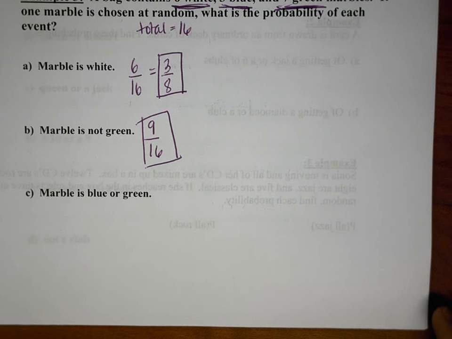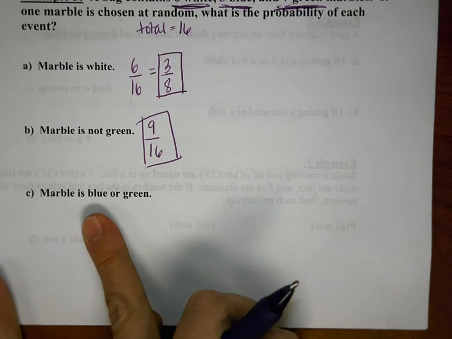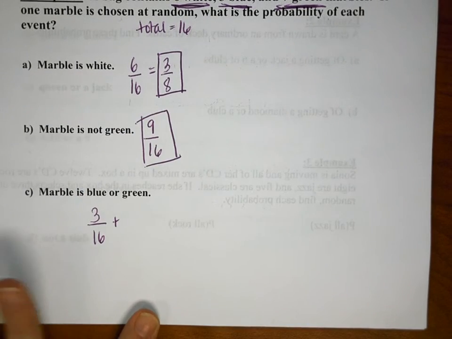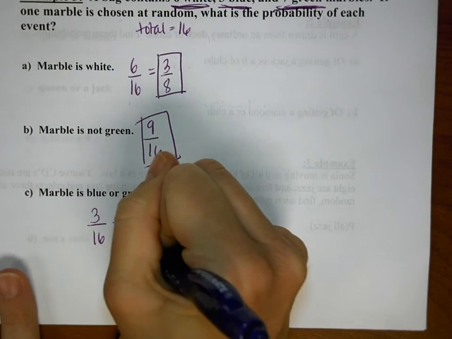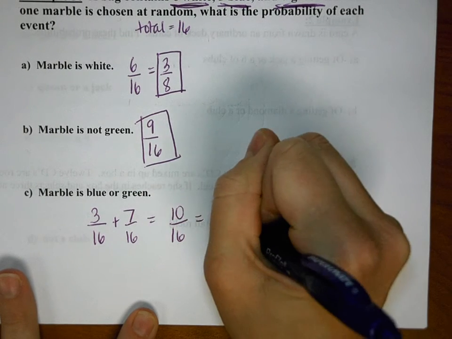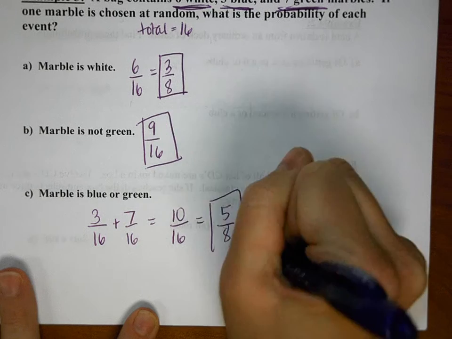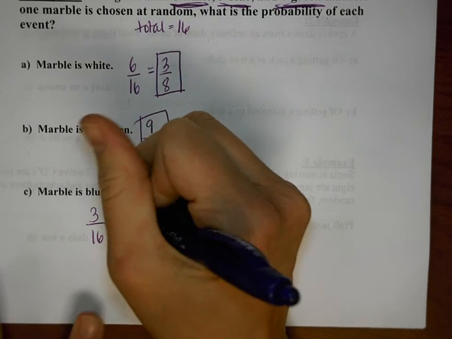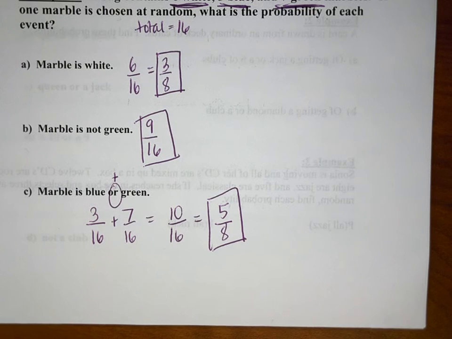10 out of 16 is correct. Another way of thinking about this is that you add them together. The probability of blue is 3 out of 16, plus the probability of green is 7 out of 16. We add that and we get 10 out of 16, and we reduce that to make 5/8. When you see or, you are adding the events together.